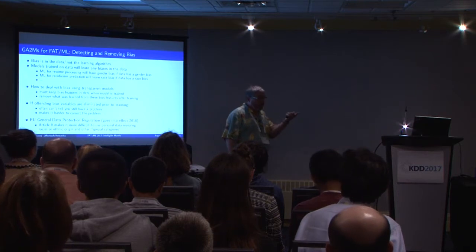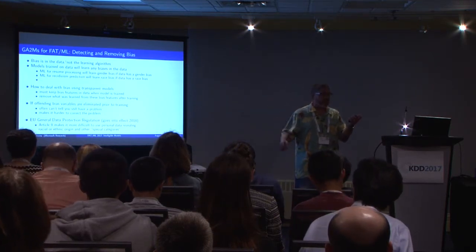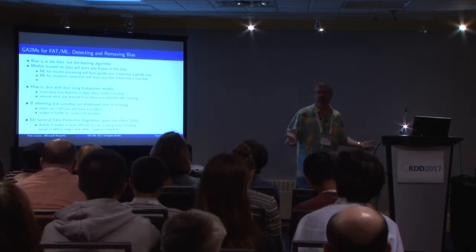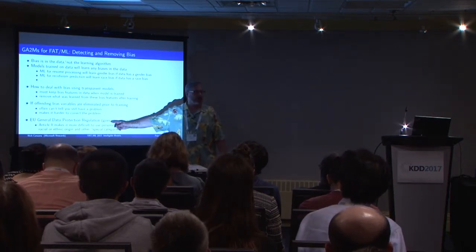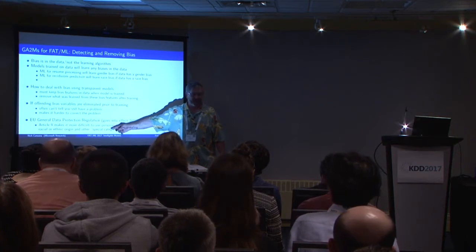One, you won't be able to detect it or measure it properly, unless you get access to the variable. And secondly, you probably won't be able to fix it even if you know there's a problem because it'll be spread among the other variables. So this is a worst case scenario from my point of view if you're actually interested in using models that are not biased.